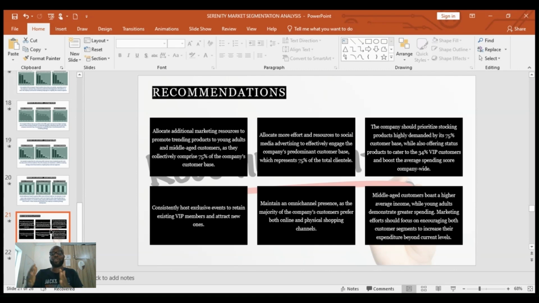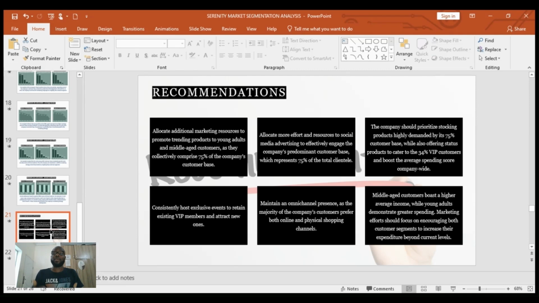And not just stopping there, we also recommend that since these categories of customers are mostly on the internet, the best channel to reach them through adverts is social media. So more effort and resources should be channeled towards reaching these customers via social media in order to effectively engage with them. And because this group also constitutes a huge number, 75%, we also recommend that the company should ensure that the trending products, the kind of products that they prefer, should be regularly available in stock for them in order to effectively engage them and maximize sales.